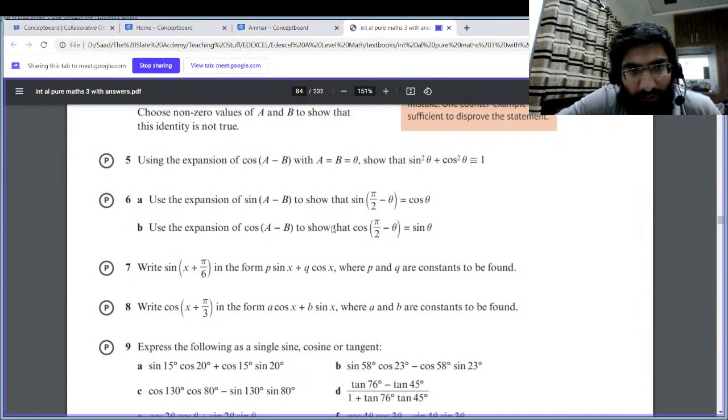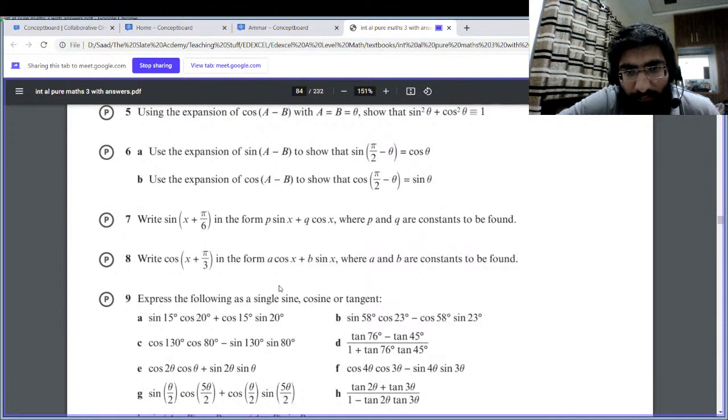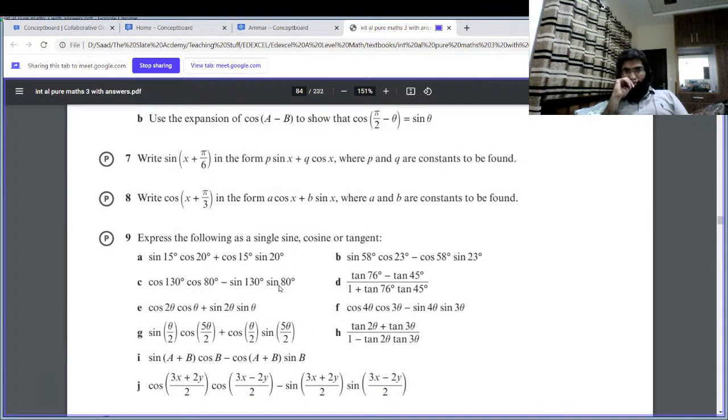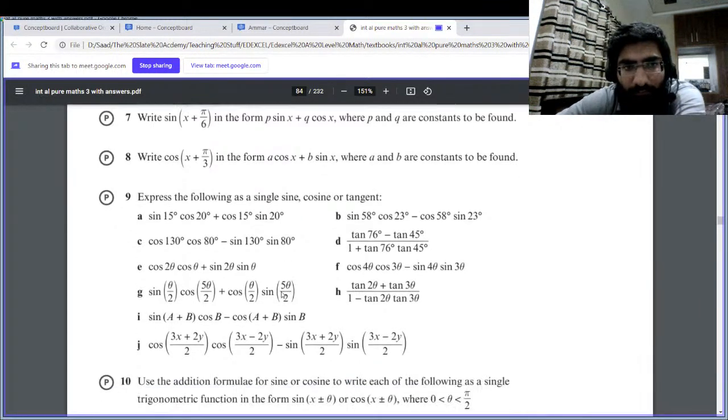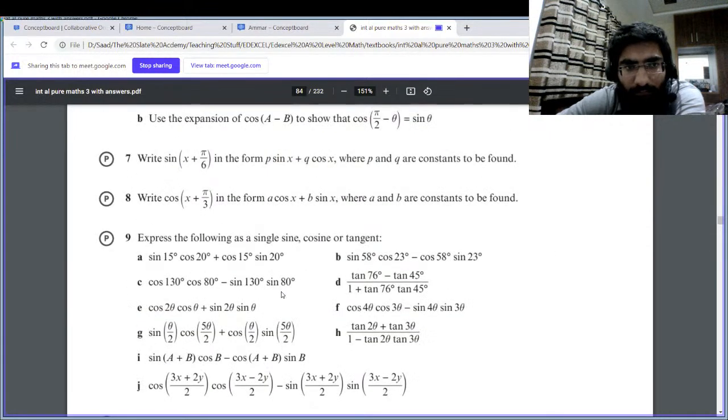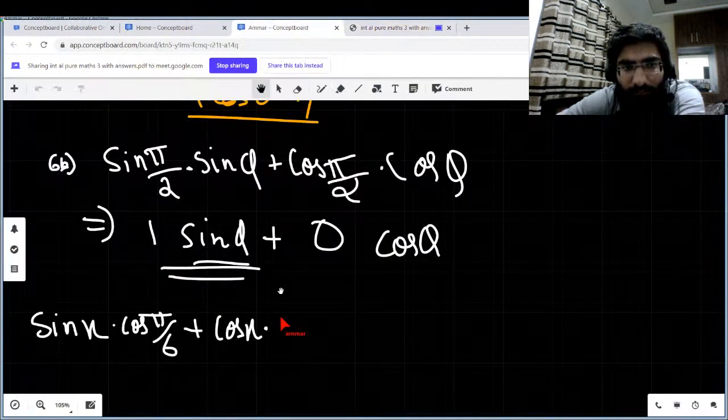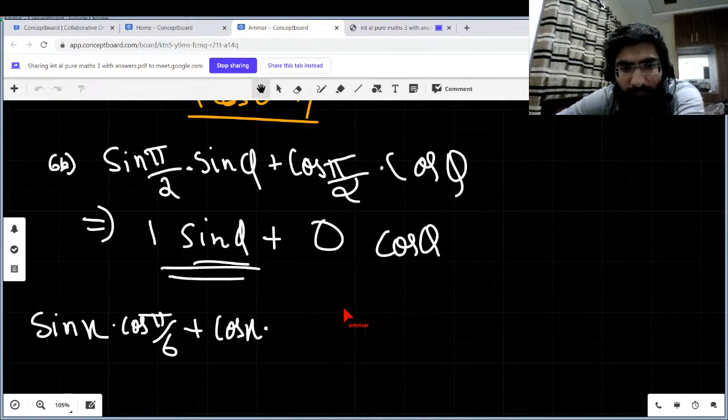Okay, next one quickly. 7. Write sine x in the form sine x cos pi by 6 plus cos x into sine pi by 6.